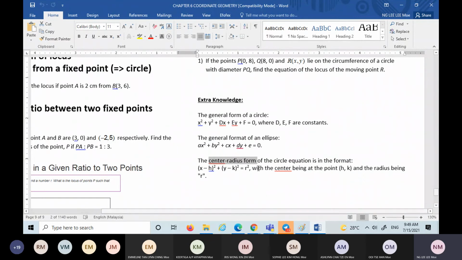Maybe the difference between the circle and the ellipse I won't go through first. We will see some examples of the ellipse first, then I will tell you. If I forget to tell you, maybe some of you remind me, please.